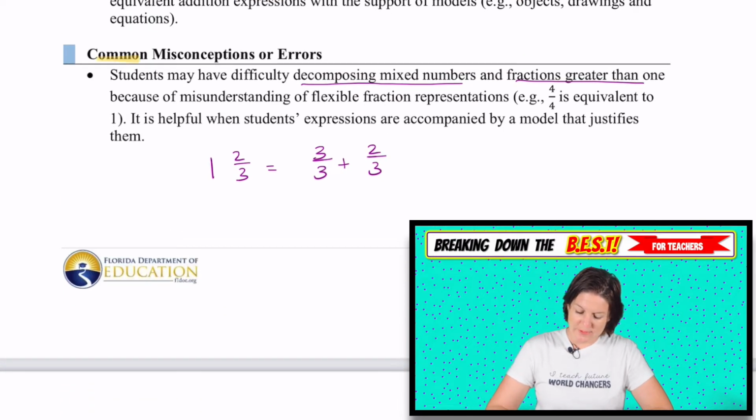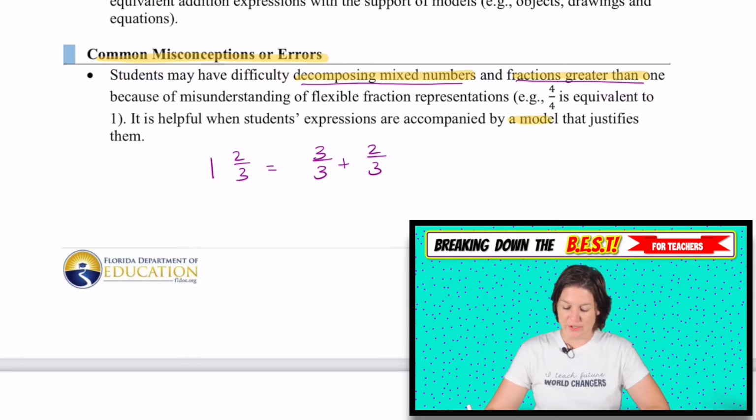Here for the common misconceptions or errors, it says that students may have difficulty decomposing mixed numbers and fractions greater than 1, and that it's helpful to use a model that justifies it.